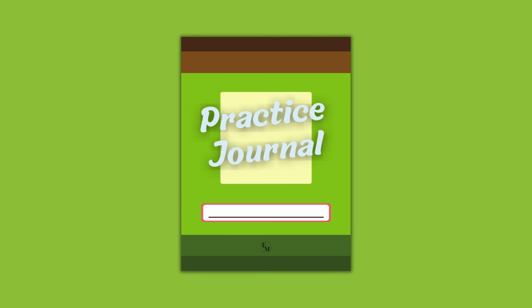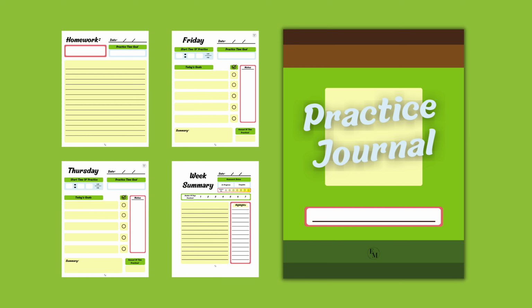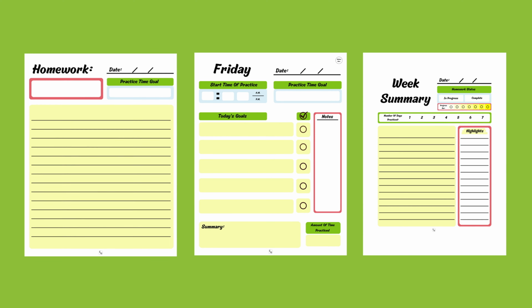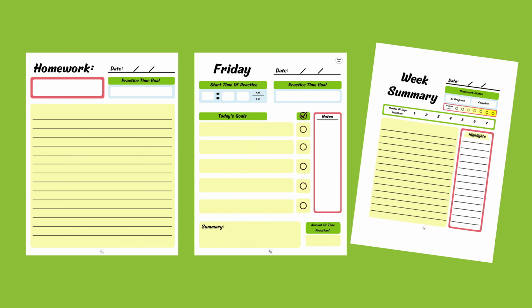The Practice Journal by Evana Music is full of features that music students can use to get more out of their practice time. In this video, we'll take a look at each of those features and where to find them in your journal. The Practice Journal has three main types of pages: homework pages, practice day pages, and week summary pages.